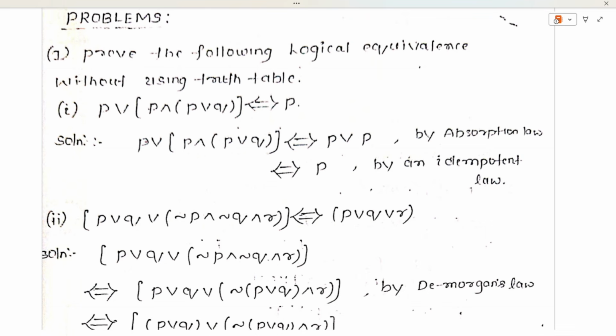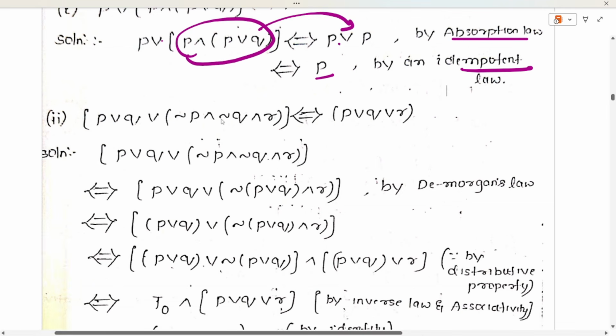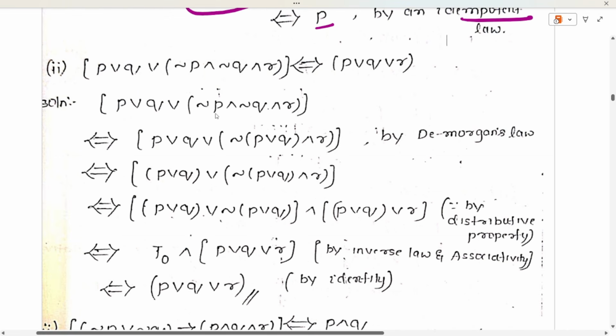Take P or P and P or Q. That is equal to P. P or P is P, due to the absorption law and idempotent law. That is logically equivalent.